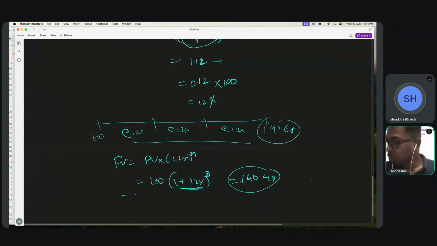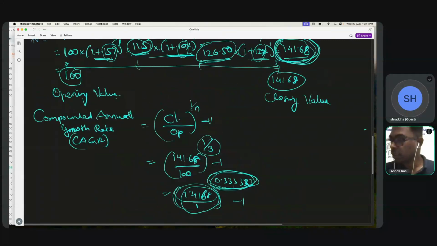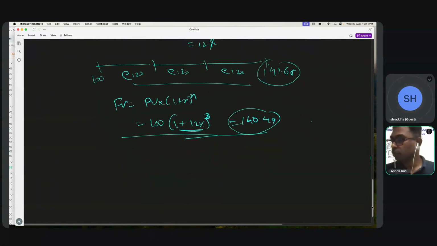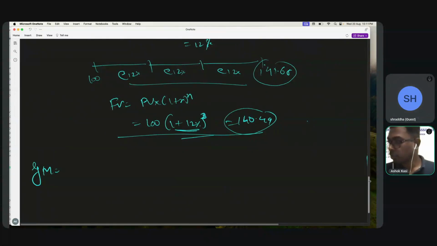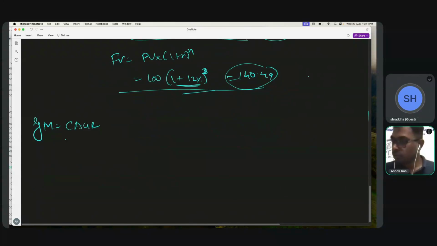Now you see we started the story with CAGR. Now that is connected to future value. Now let me connect this to geometric mean also. Geometric mean is equal to CAGR only. Both are the same, but when to use which one is the question. CAGR you should use when only opening value and closing value are given.